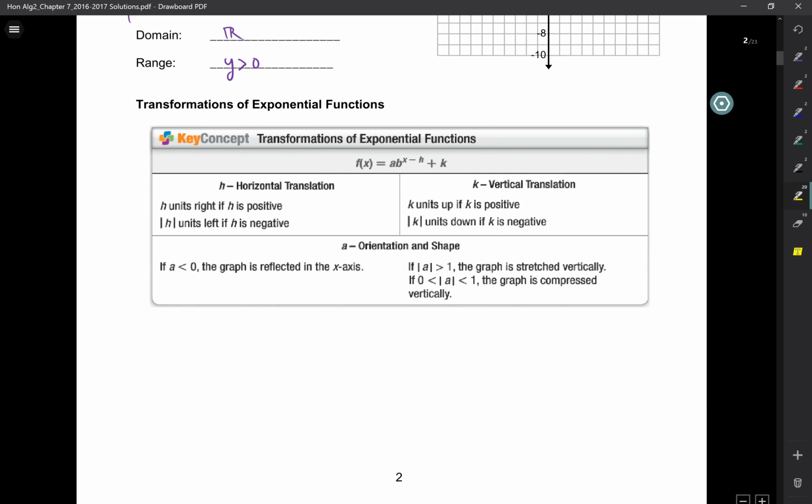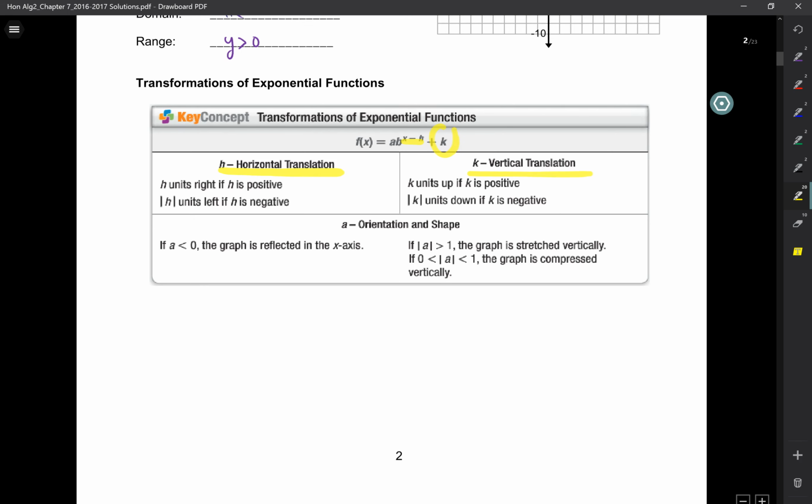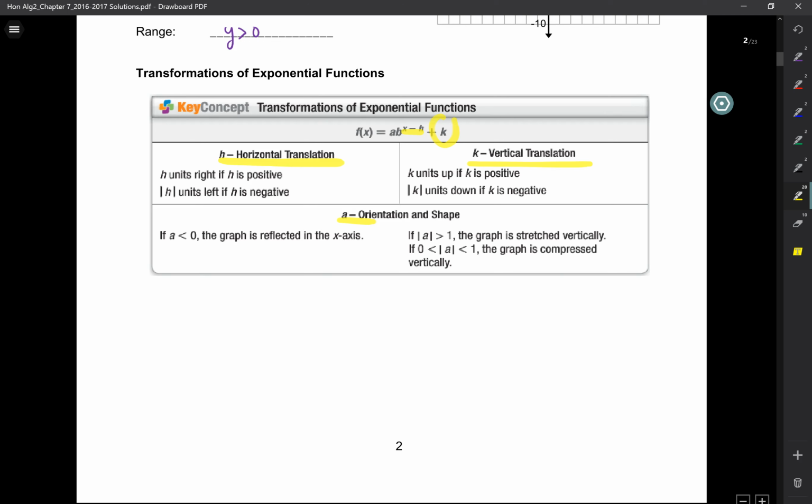Transformations work the exact same way, right? So where you have x minus h, h is the horizontal translation, and it goes against the sign. K is the vertical translation, and it goes with the sign. A, just like always, is the orientation and the shape. So if A is less than 0, if you have a negative A, what does it do? Reflects around the x-axis. And the value of A is the vertical compression.